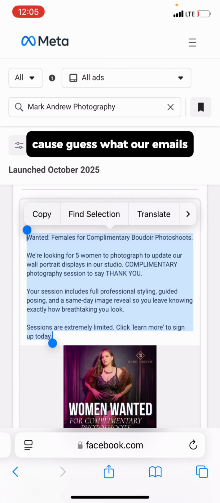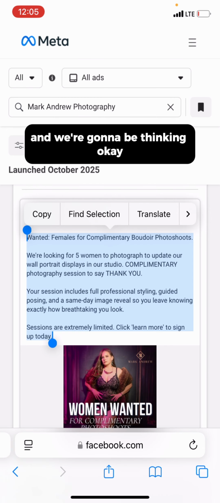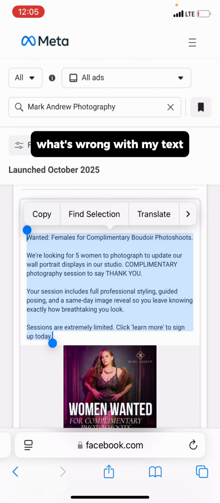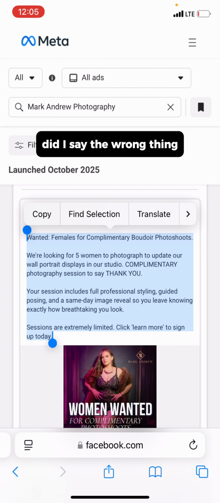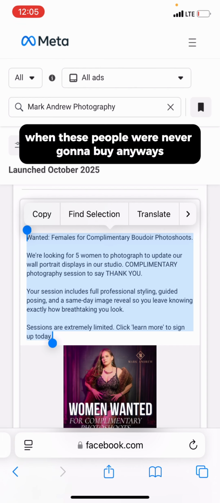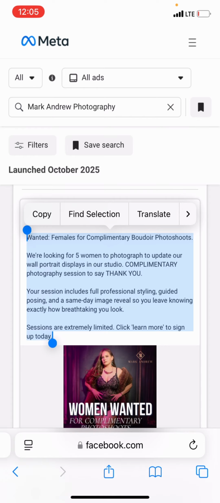Because guess what? Our emails, our texts, our calls are never really going to get us any buyers. And we're going to be thinking, okay, what's wrong with my emails? What's wrong with my texts? What's wrong with my cadence? What's wrong with my calls? Did I call too late? Did I call too early? Did I say the wrong thing? When these people were never going to buy anyway, even if everything was perfect.